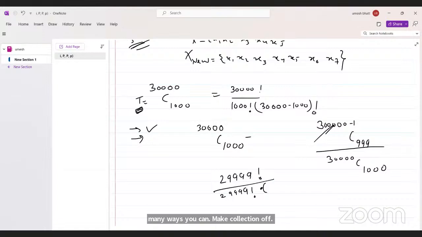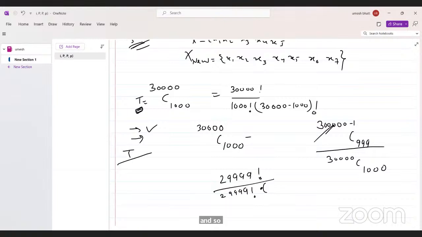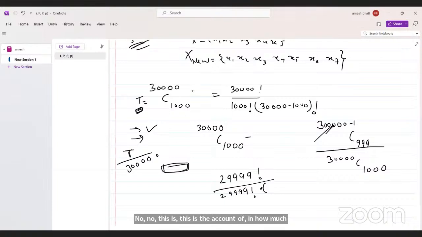Whatever this total count is, each student's name will appear an equal number of times in the combinations. So I have 30,000 students. So you are saying divided by the total number of T, divided by 30,000. This is each combination's probability. No, this is the count of how many forms Mary got. No, this is not that. See, in this case, maybe Mary is not included in this combination.